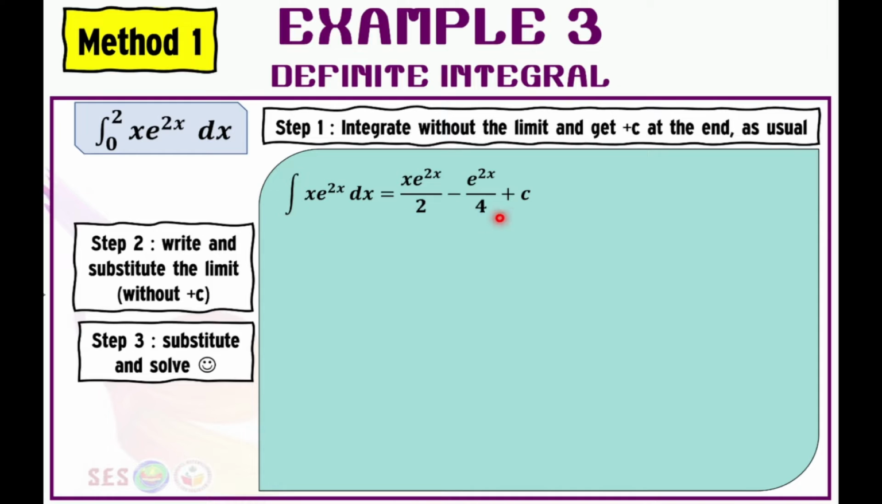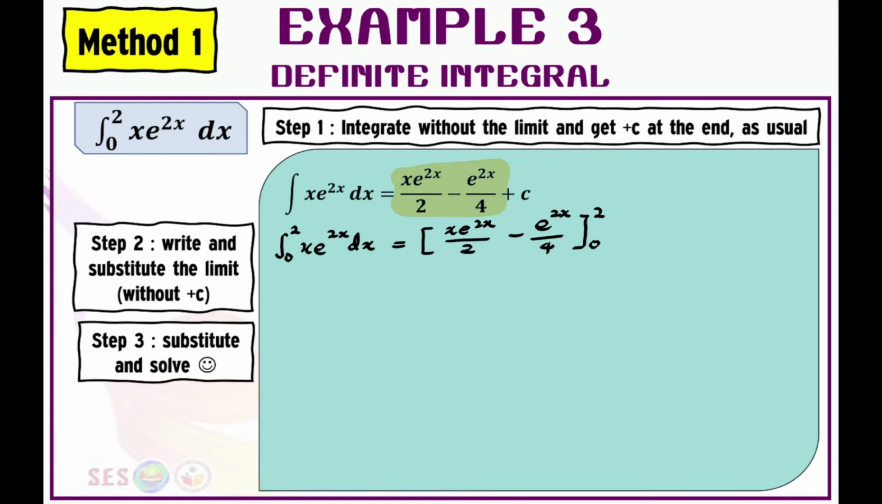So I wrote down what we got before. And step 2, write and substitute the limit without plus c. So now I continue. Because the question asks for integration from 0 to 2 of x e power 2x dx, I will just take this part only without the plus c. So I'll write it like this: x e power 2x over 2 minus e power 2x over 4, close bracket, limit from 0 to 2. So now, step 3, substitute limit and solve. And we are done. Alright, so continue. I substitute the limit as usual.